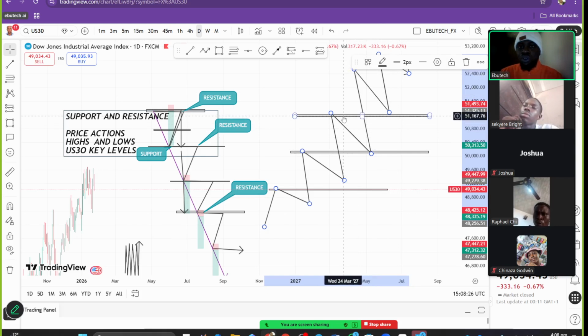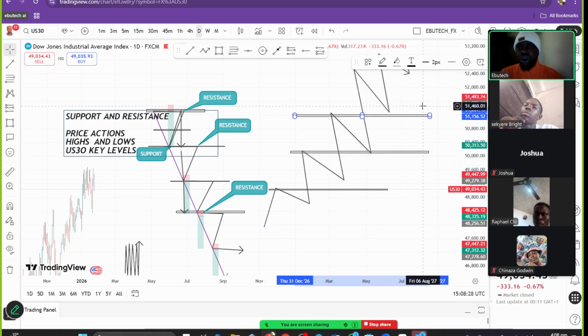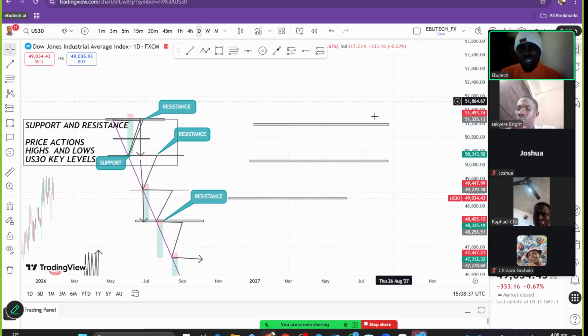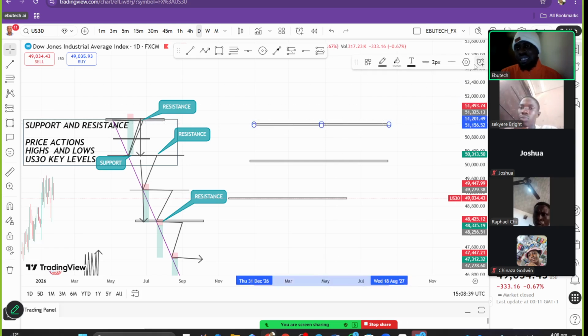So it's good for you to first understand the trend of the market and always wait for when the market is buying or selling before you enter the chart. Understood?